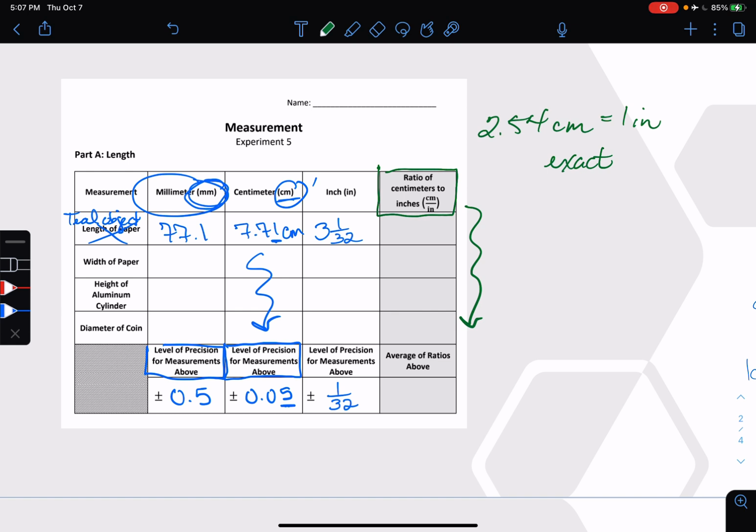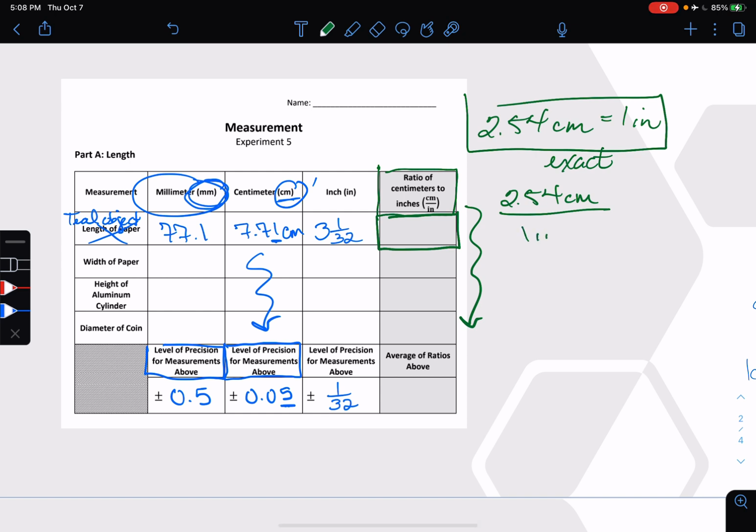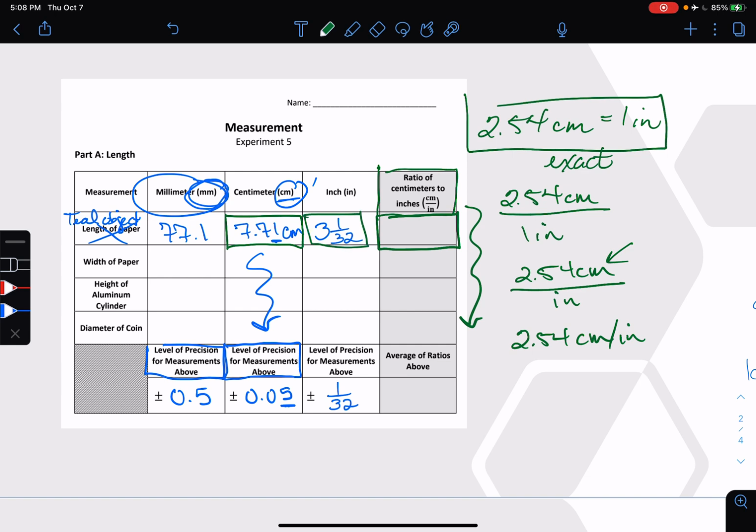So how are we going to figure out what goes in this box? Well, the other way that we can write this ratio is by saying 2.54 centimeters per 1 inch, or 2.54 centimeters per inch. It's all saying exactly the same thing, just writing it differently. So what we're going to do is take our centimeters and put them on top like we did here, and our inches on the bottom, and see what ratio we get. See if we get close to 2.54.